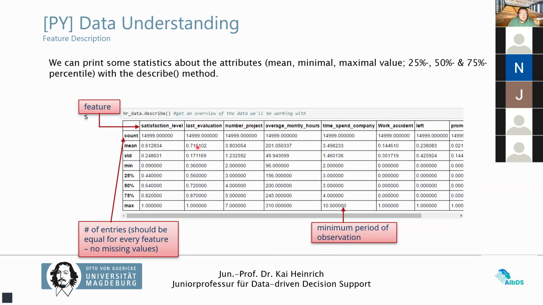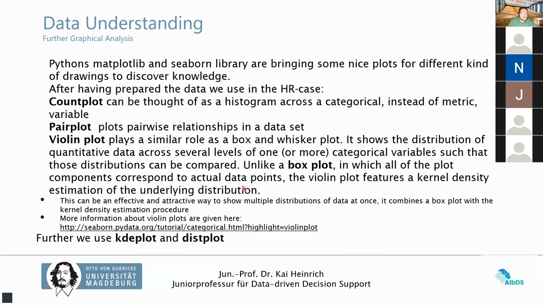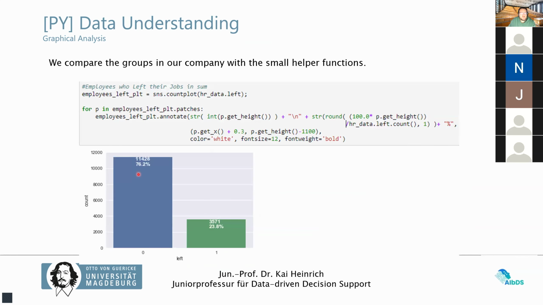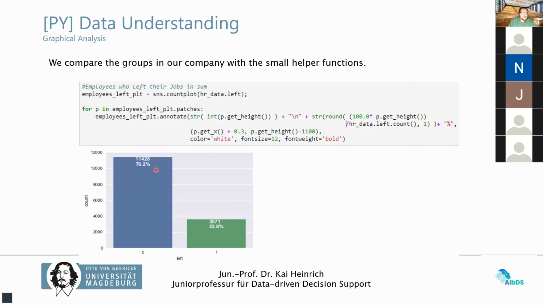So we have features, minimum period of observation, time spent in company, and so on. So we have a lot of information, and it goes on, and we go from easy things like histograms that you already learned, right? These are the things that you already learned. But also other cool things, like from the Seaborn package, which is a really powerful package. It also looks a little bit nicer than just your standard blue histogram. But we have a lot of things that we can look at.